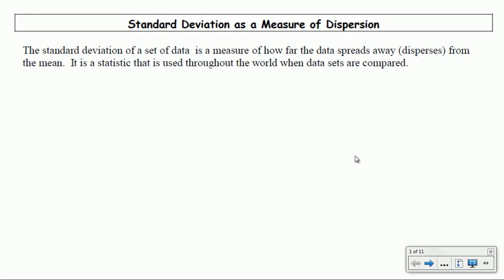Hello everyone. In this video we'll be looking at standard deviation as a measure of dispersion. So what do we mean by dispersion? Let's take a look at an example.